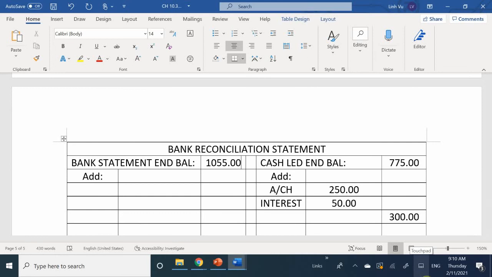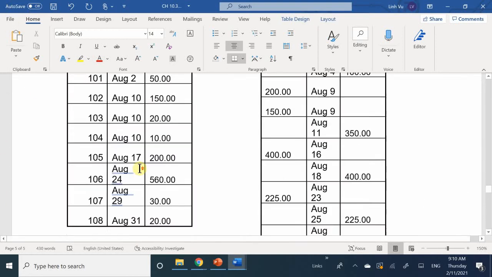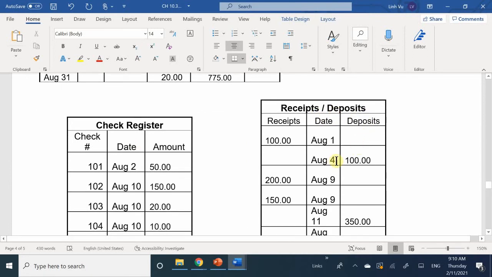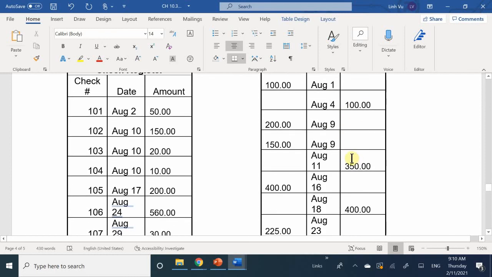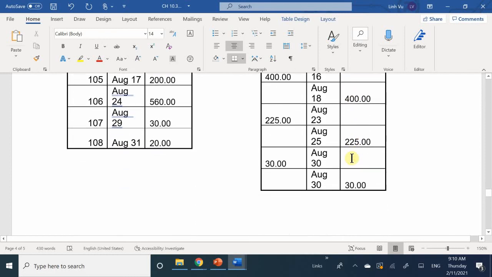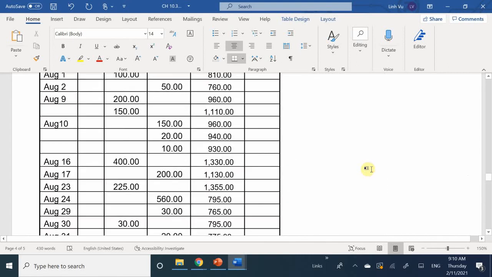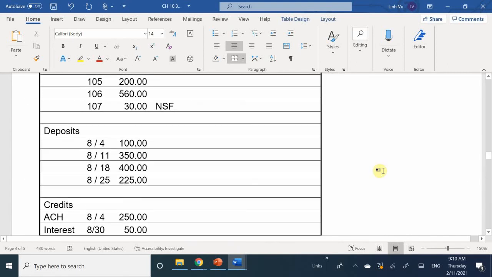All right. What do we have to add in our bank? Deposit income. Yes, so here we're going to take a look at our deposits, receipts and deposits, right? So on the deposit side, I have 1, 2, 3, 4, 5 things that were deposited. All right, go up to my bank. How many deposits actually cleared?